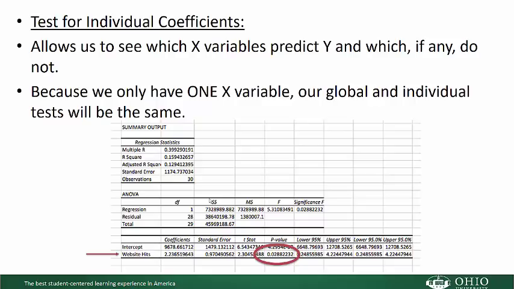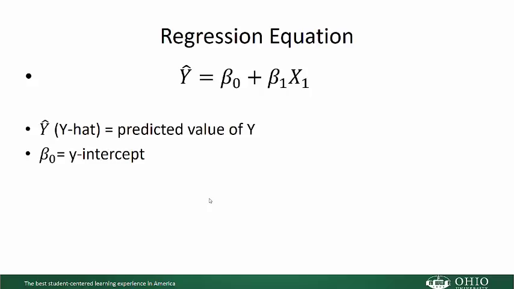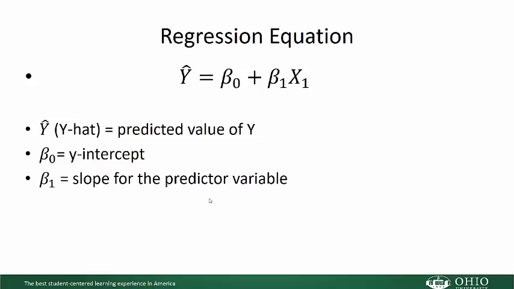So now we know that website hits can be used to predict or estimate weekly revenue. So now we want to be able to do that. We want to be able to estimate weekly revenue. So what we're going to do is determine what the regression equation is. This is what a generic regression equation looks like. Y hat represents the predicted value of Y. B sub 0 is the y-intercept. B1 is the slope for the predictor variable, and X is our predictor variable.